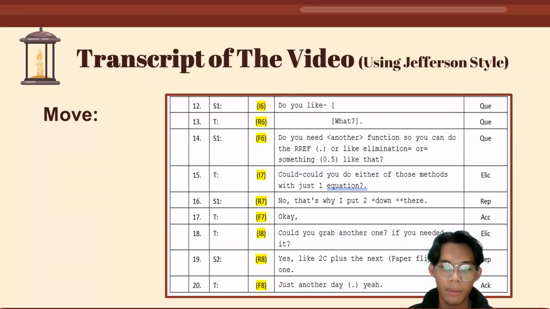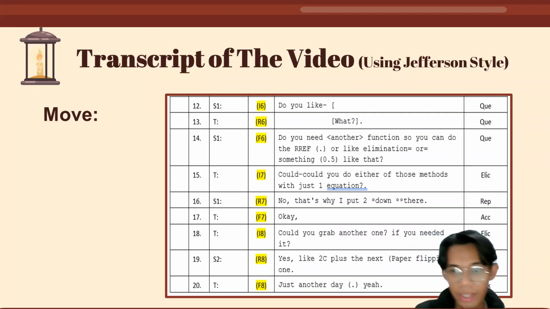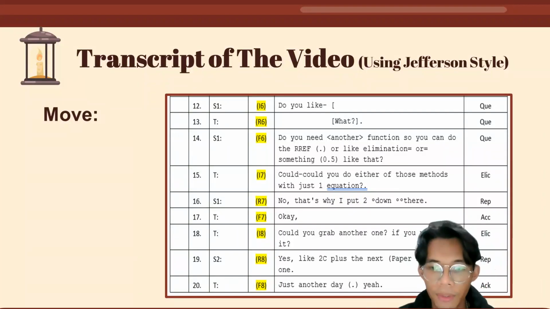Then you can also see another example there, the I7. "Could you do either of those methods with just one equation?" So the teacher starts the conversation to the student, initiates questions, and then an answer with R response. "No. That's why I put 2 down there." And then after that, the teacher gives a follow-up by saying, "Okay." The okay is like accepting the response by the students.